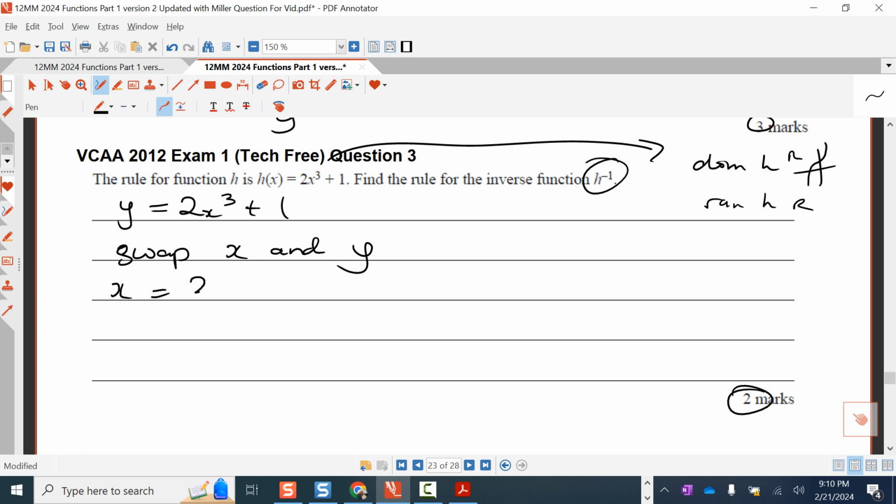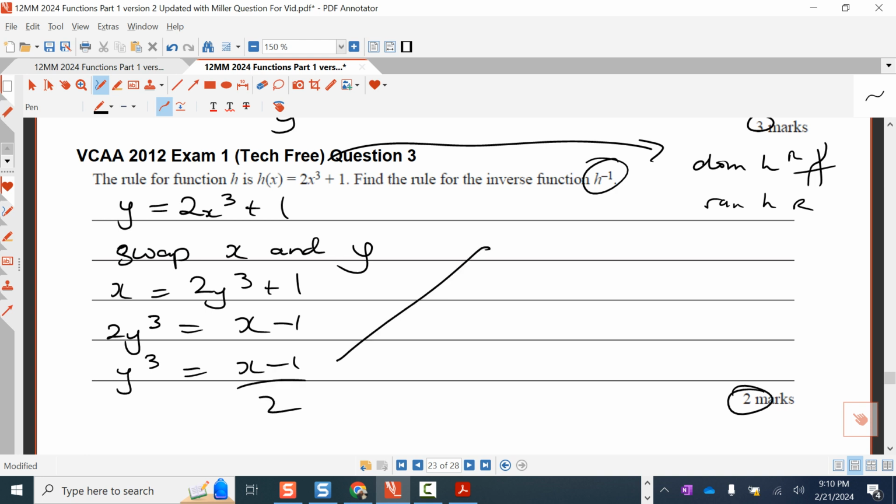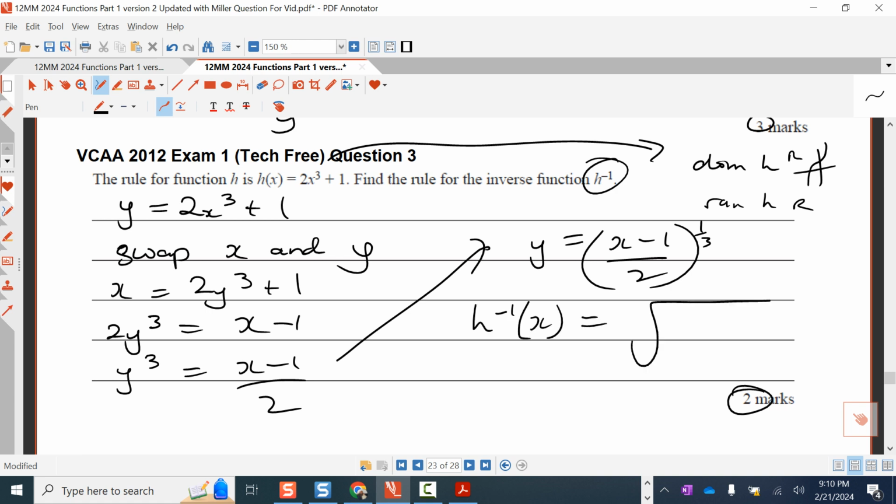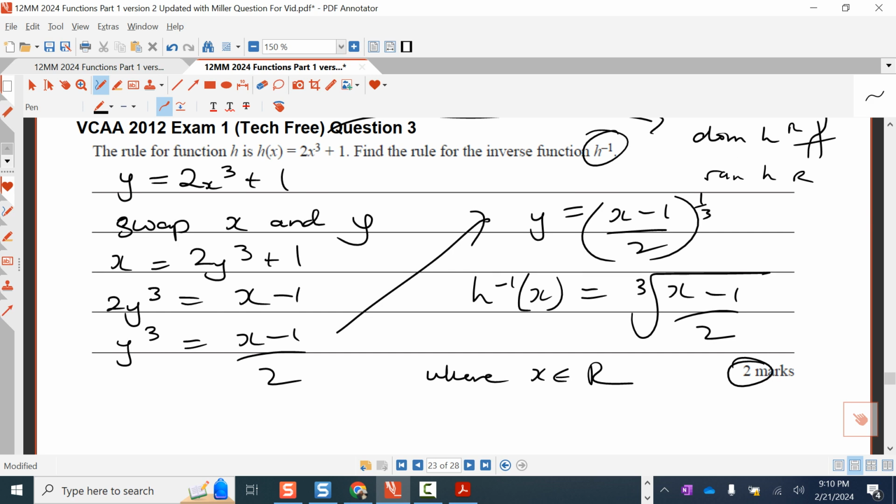So x equals 2y to the 3 plus 1. 2y to the 3 equals x take 1. Y to the 3 equals x take 1 on 2. Head up here. Y equals x take 1 on 2 to the 1/3, or the third root of both sides, whichever one you want to do and whichever way you want to state it. h -1 of x equals, let's use third root notation, doesn't really matter, where x is an element of, so its range becomes its domain, all reals. Okay.